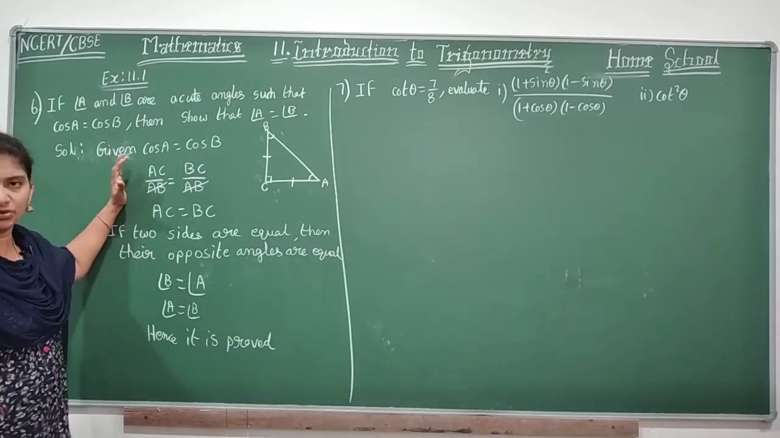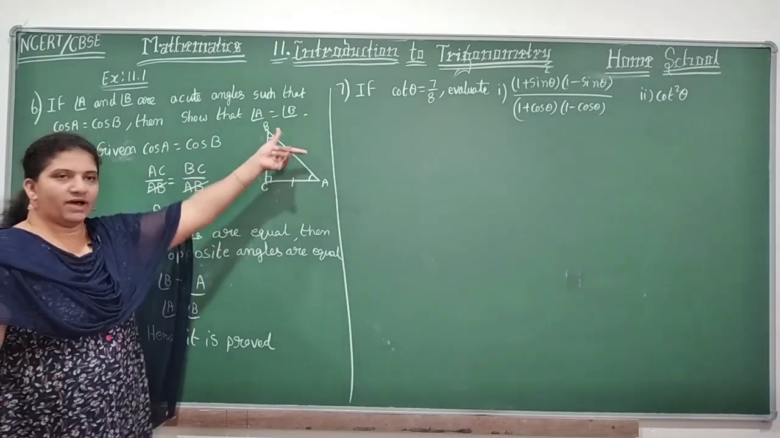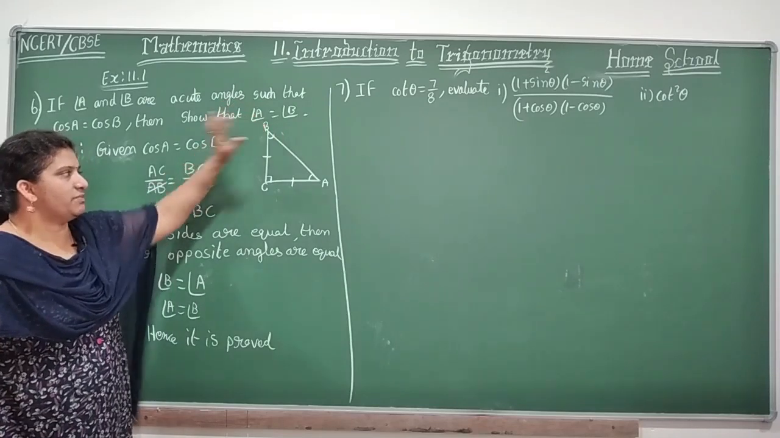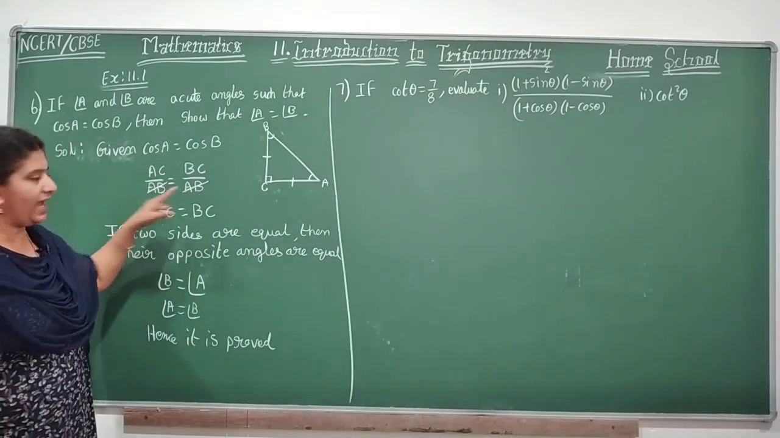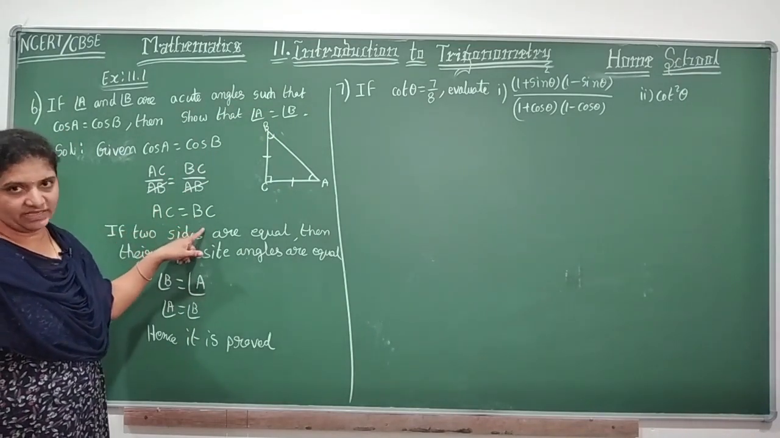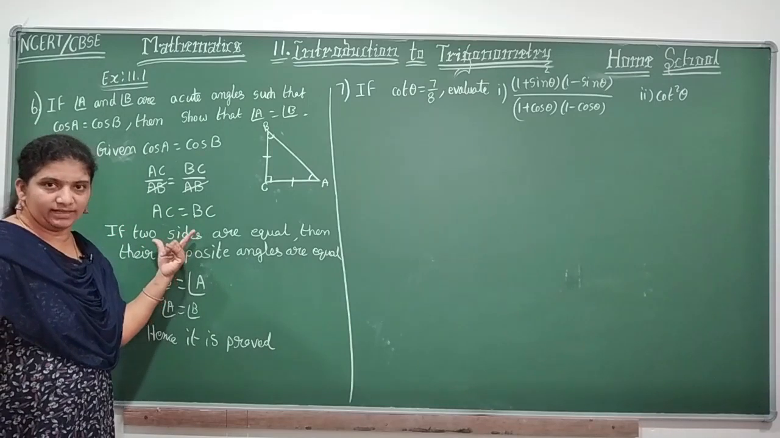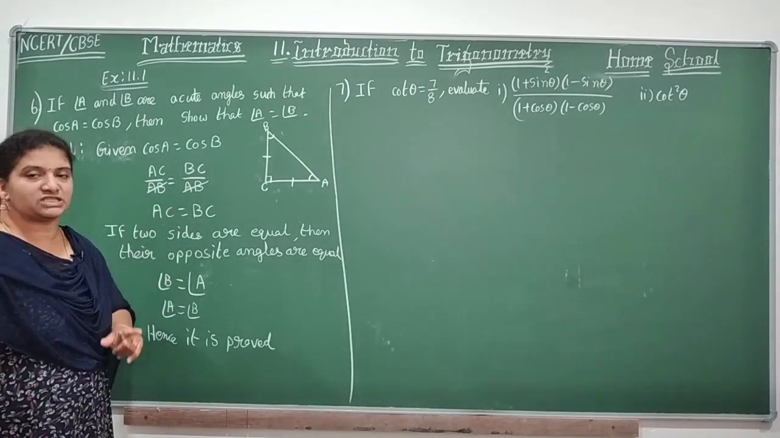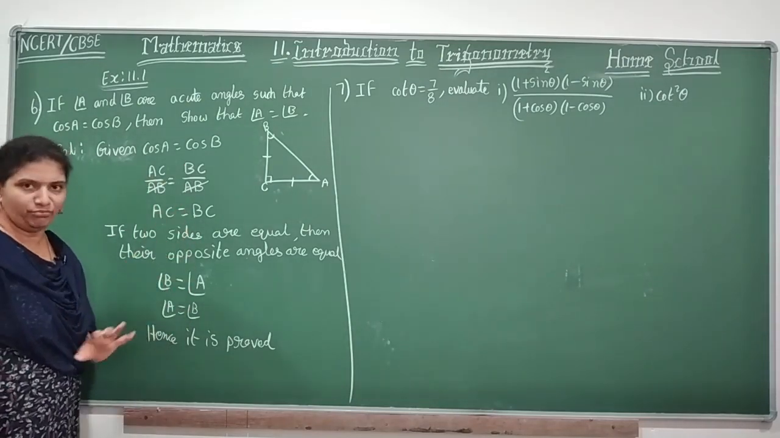Once again, have a look here. Cos A is equal to cos B. AC by BC. Cos B, BC by AB. AB will be cancelled. AC is equal to BC. Then you remember, if two sides are equal, then their opposite angles must be equal. If you apply that, the proof is already done.